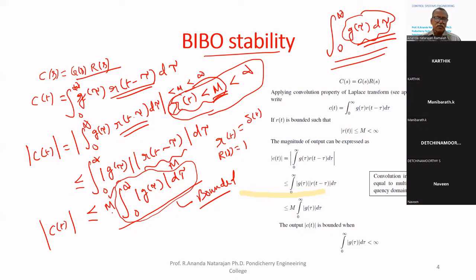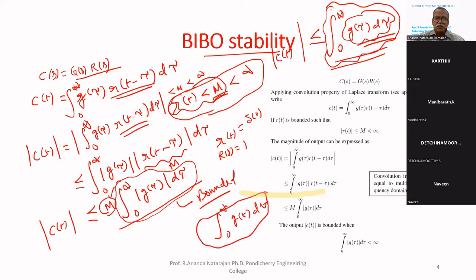Let us assume that in that case, M becomes 1. So modulus of C of T must be less than or equal to this. It means this impulse response must be bounded. Impulse response must be bounded, or the integral of G of T dt must be bounded. Both are the same. The integral of G of T dt must be bounded for a stable system.